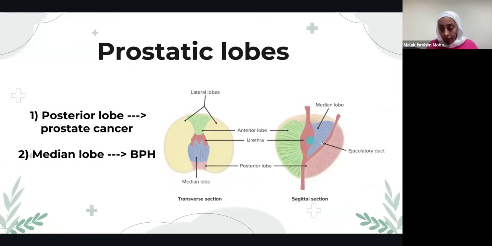So this is basically the ejaculatory duct, and this is the urethra. The one below the ejaculatory duct is the posterior lobe, and the one in front of the urethra is the anterior lobe. In the middle, it's called the median lobe. Posterior lobe, prostate cancer, same mnemonic, P, posterior lobe, P, prostate cancer. And what was the zone? Peripheral zone. Median lobe, benign prostatic hyperplasia. And what was the zone? Transitional zone. Again, if they ask you in the question, it's most probably the zones, but I put this for completion's sake.